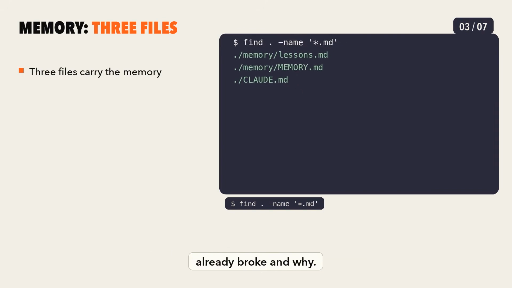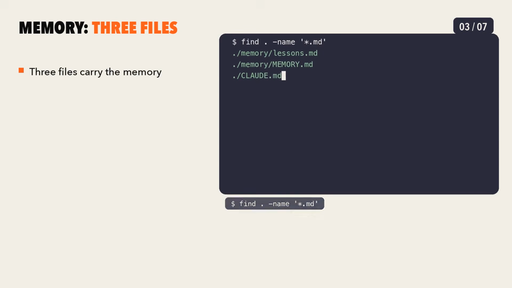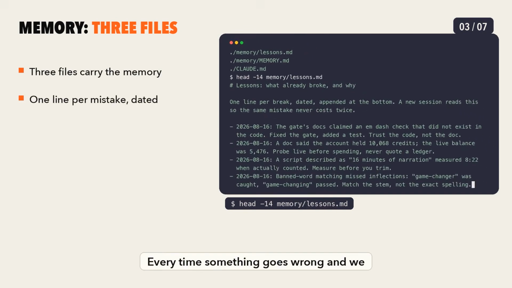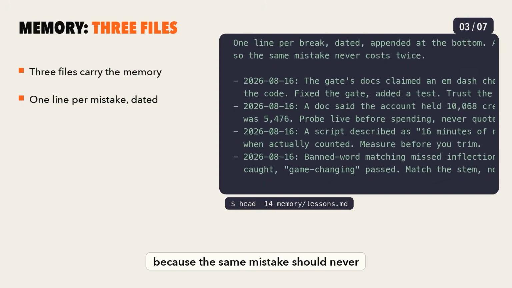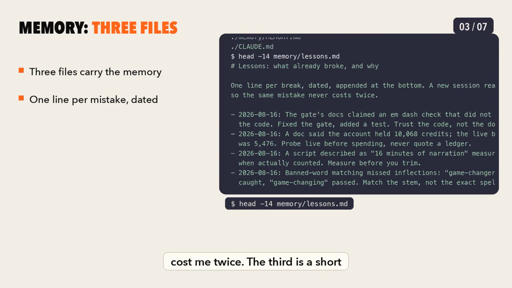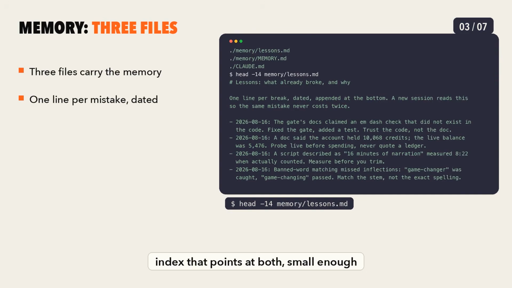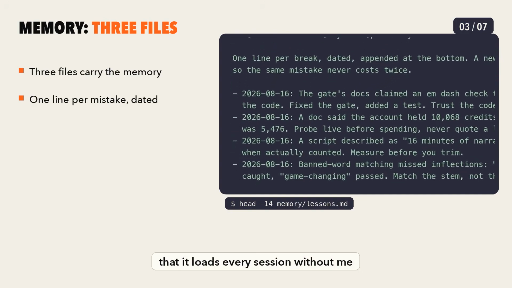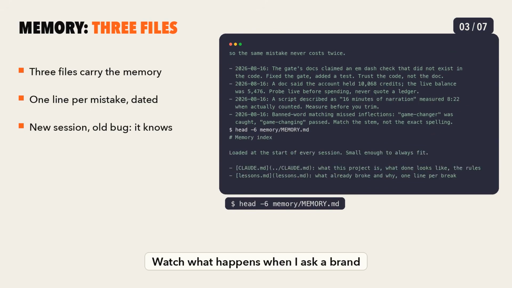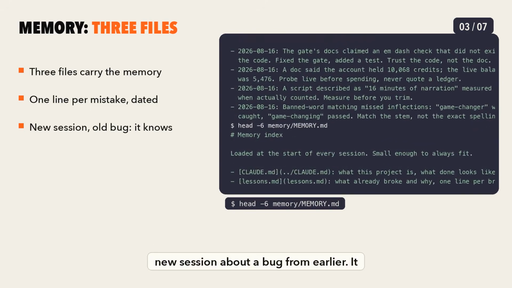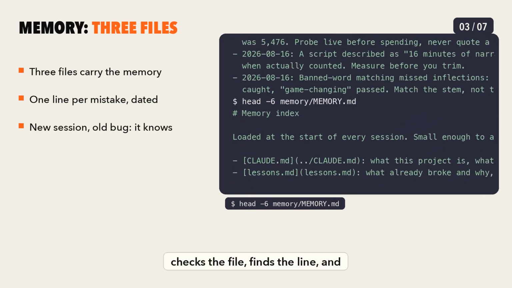The second says what already broke and why. Every time something goes wrong and we fix it, 1 line goes in that file, because the same mistake should never cost me twice. The third is a short index that points at both, small enough that it loads every session without me thinking about it. Watch what happens when I ask a brand new session about a bug from earlier. It checks the file, finds the line, and answers like it was there, because in the only way that matters, it was.